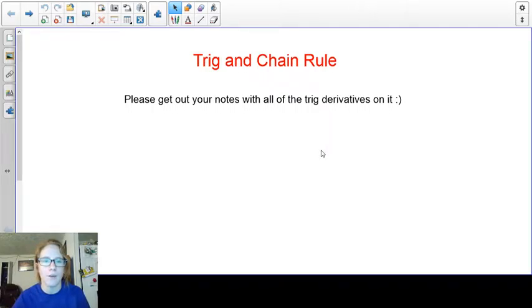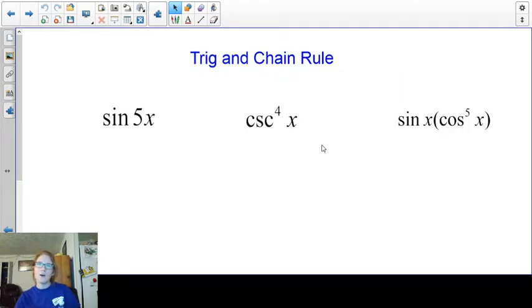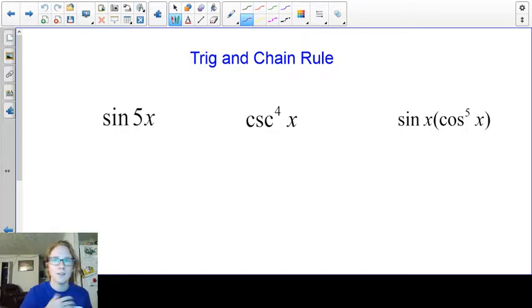Alright guys, so first things first is you're going to want all that trig and chain rule notes. So you basically want your ones with all the trig on there. I know we've worked on it a couple days, but it's Monday. Let's refresh our memories. We're going to do some more chain rule, especially involving trig.